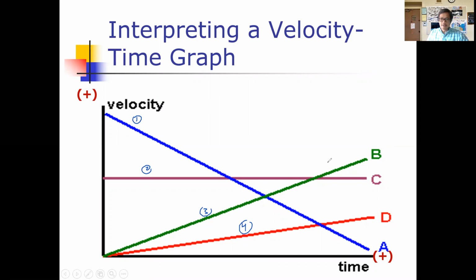The question then is, can you interpret what's happening here? For example, with object number 1, the object represented by the blue line here, what is that object doing as it's moving? We'll practice interpreting this graph a little bit more, but let's first answer some simple questions about this graph.